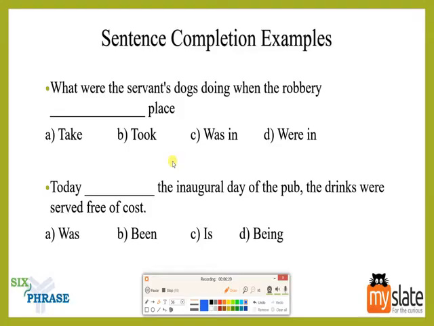When it is in the past, we don't go with take, right? So the option take is actually void. And then we have took, was in, were in. Robbery is a single thing. Even if they say it's a cluster of robberies, still it is a singular thing only. It cannot be where, meaning plural. Now we have two options only: what were the servants' dogs doing when the robbery took place? What were the servants' dogs doing when the robbery was in place?